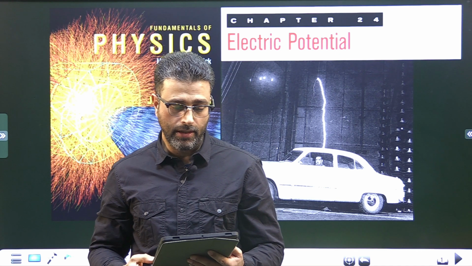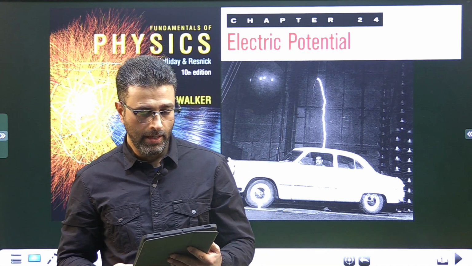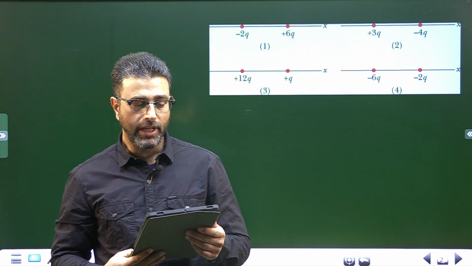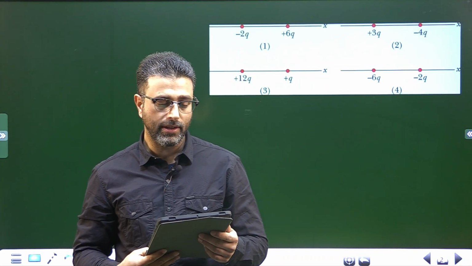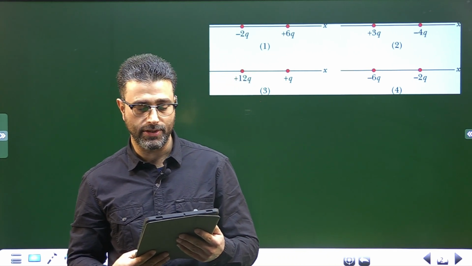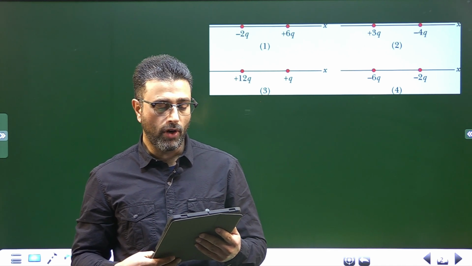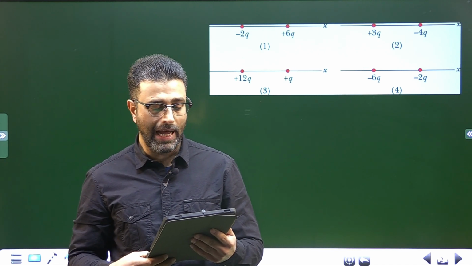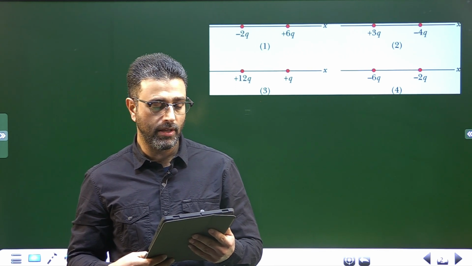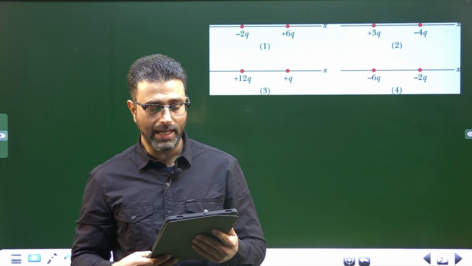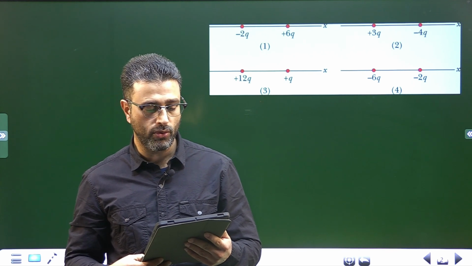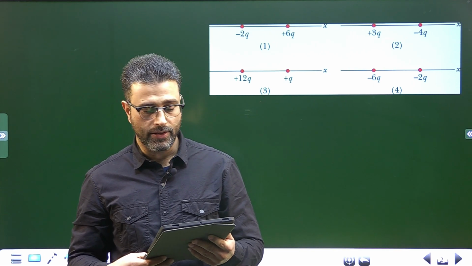Question number 3, chapter 24, electric potential. Figure shows 4 pairs of charged particles. For each pair, let V equal to 0 at infinity and consider V net at points on the x-axis. For which pairs is there a point at which V net is equal to 0? Part A between the particles, part B to the right of the particles, and part C at such a point is E net due to the particles equal to 0. E net is the electric field.